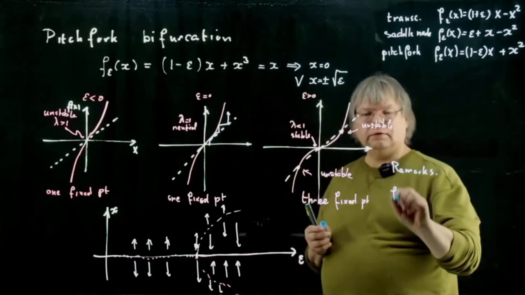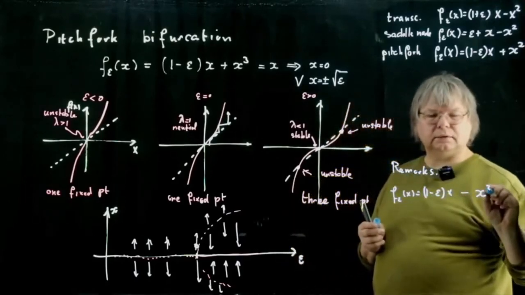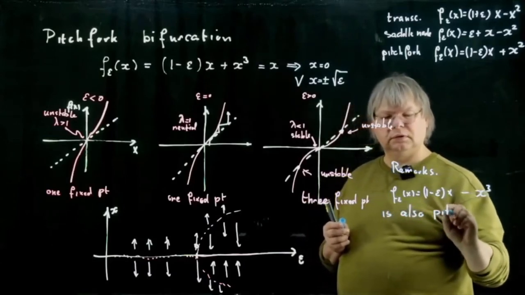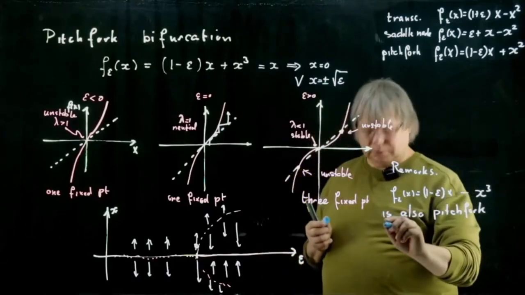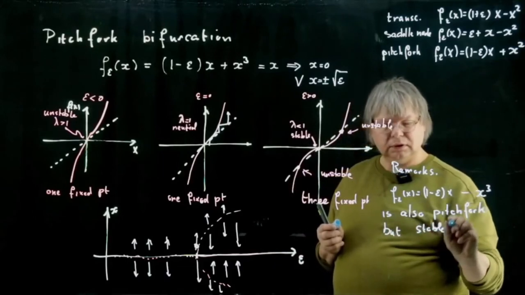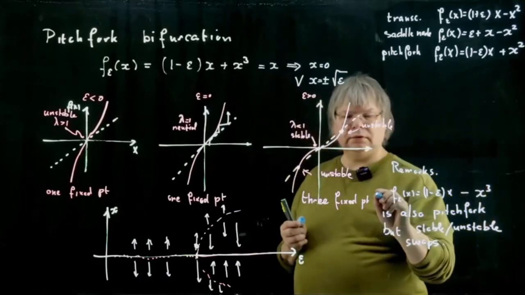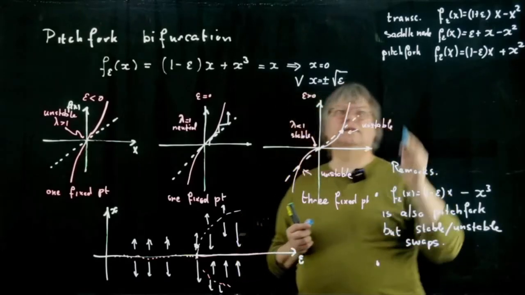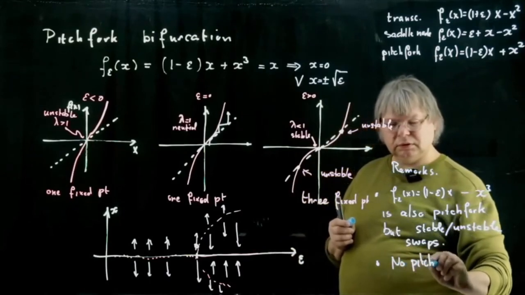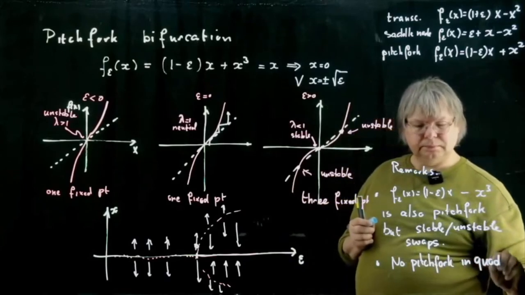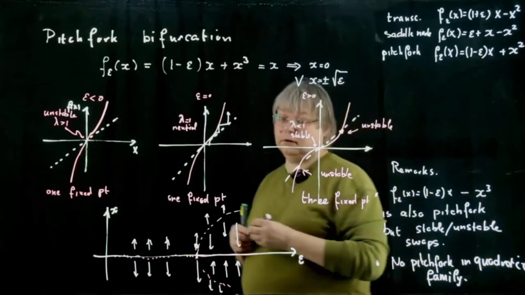There is another normal form. If I do this one, and now instead of the plus x squared, we do minus x squared, it is also a pitchfork, but the stable, unstable nature swaps. So you can check that yourself. And whereas these other bifurcations that I had, the transcritical and the saddle node, indeed appear in the quadratic family, there is no pitchfork in the quadratic family. And that remark makes a nice exercise.